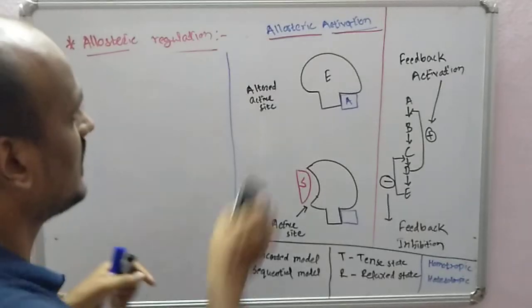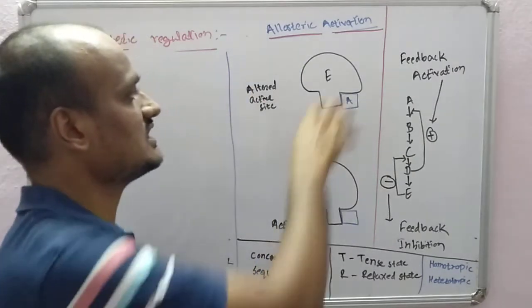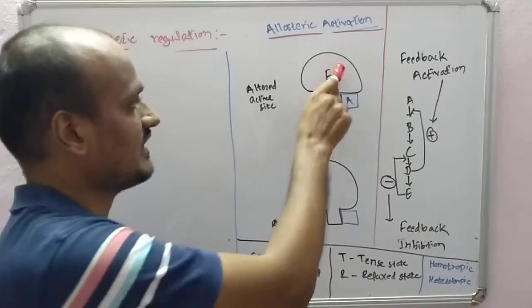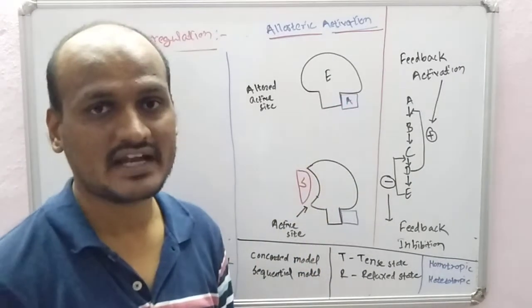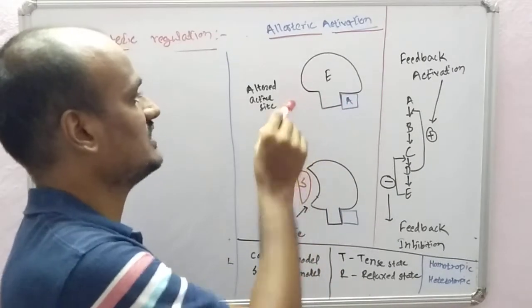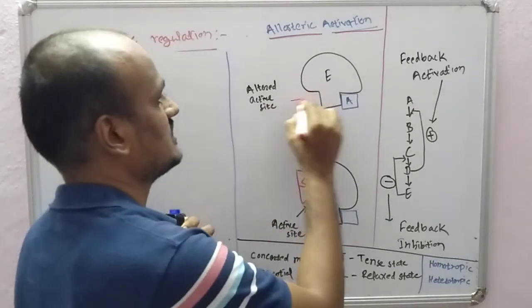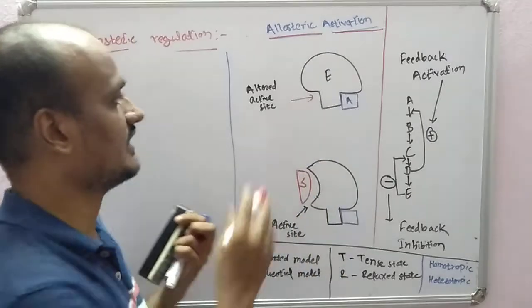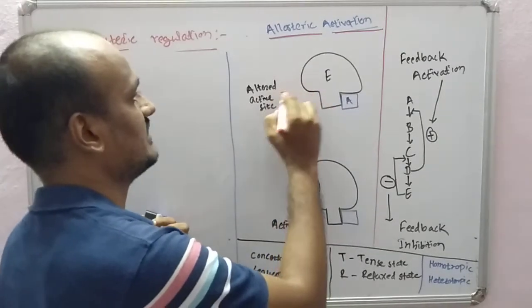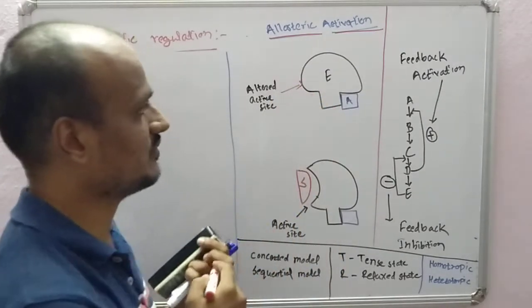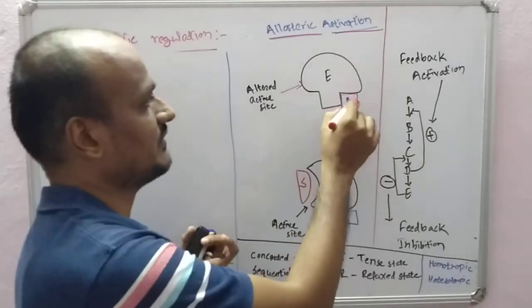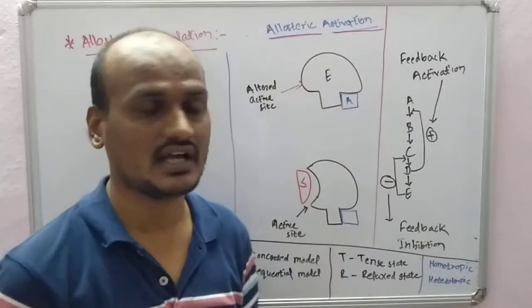Next we have allosteric activation. So this one is our enzyme and this is our activator. This one is the active site, and the activator won't bind with that active site. Okay, it won't bind with that active site. The activator will go and bind other than the active site.